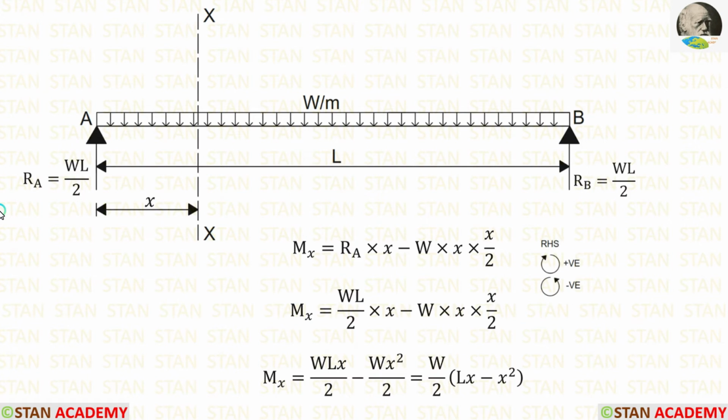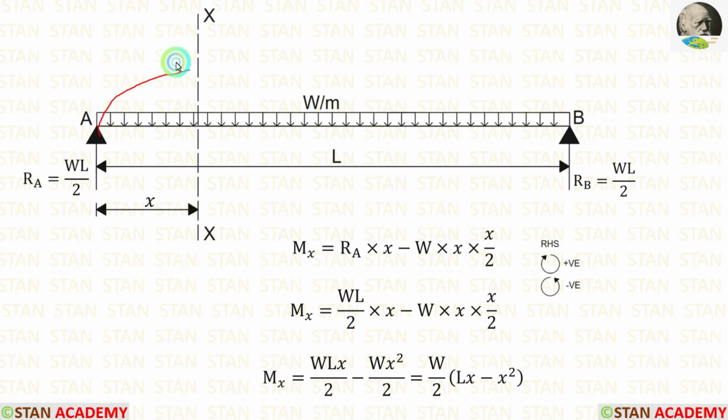Now let us make the section. I have made the section randomly here at a distance of x from the point A. We have to calculate the moment about the section, that is Mx. We are calculating the moment about the section from the point A. In this case, we are moving right hand side. Clockwise will be positive, anti-clockwise will be negative.